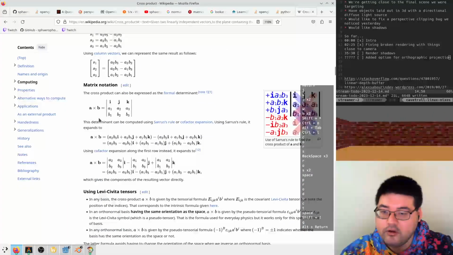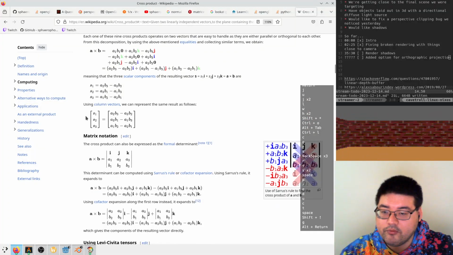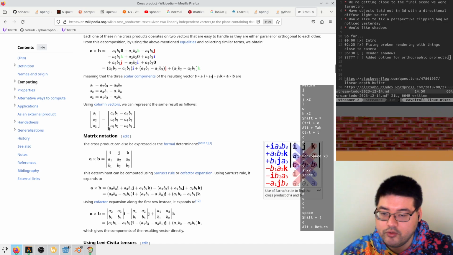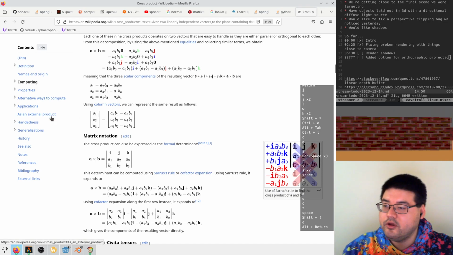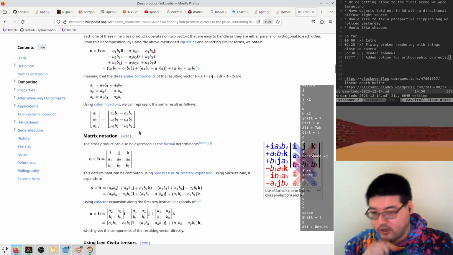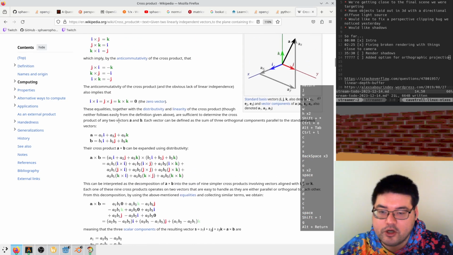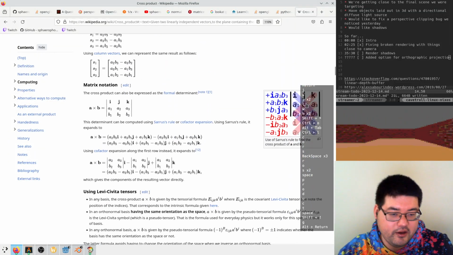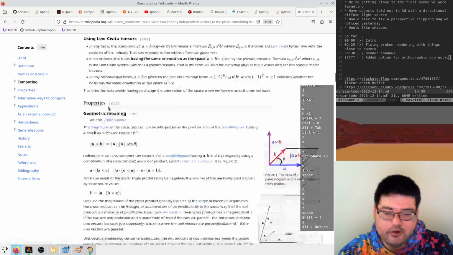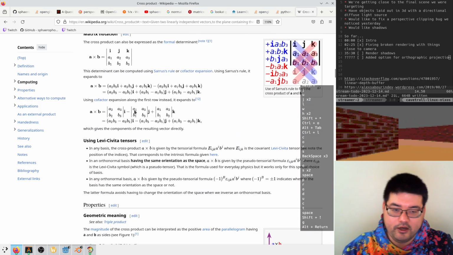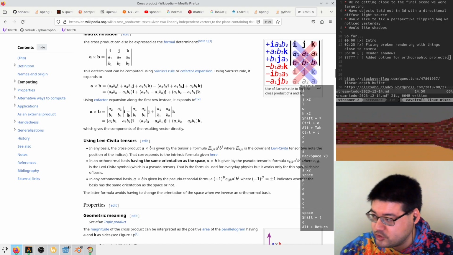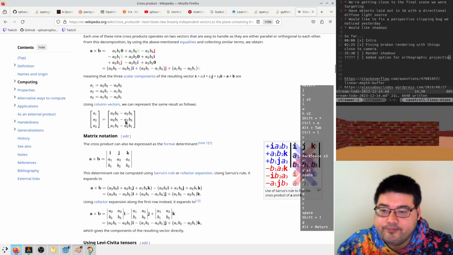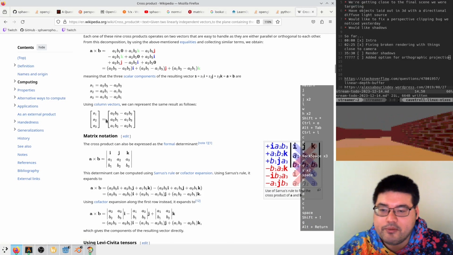Ooh, here we go. Using column vectors, we can represent the same result as follows. Oh, I see. Is the cross product just like a fancy word for... Oh, here we go. It's this guy. I see. Cheap to calculate and gives us some interesting geometric usage. Cool, cool, cool. So I guess I just copy this.